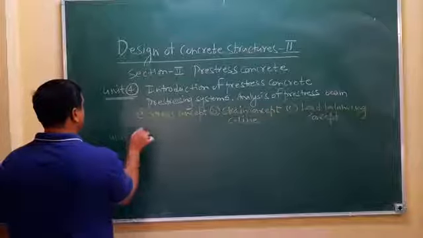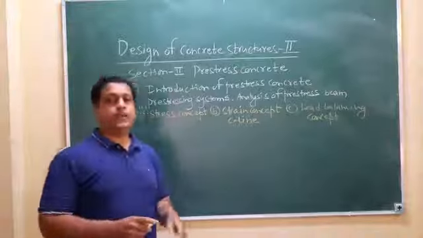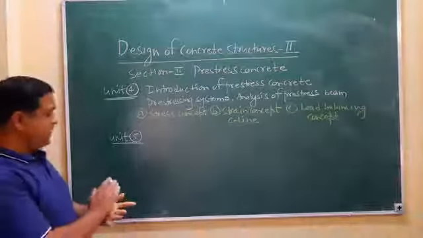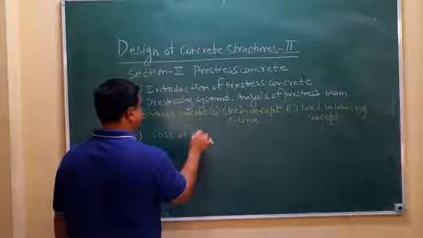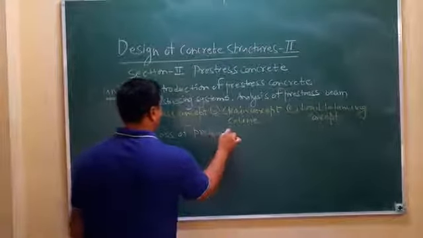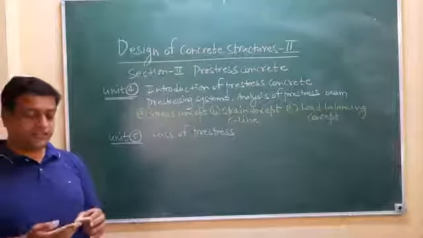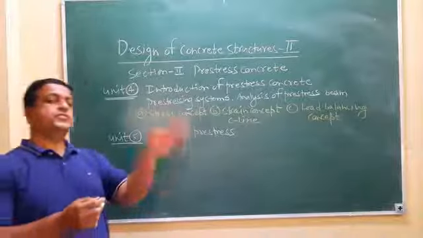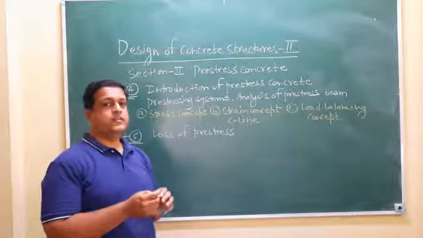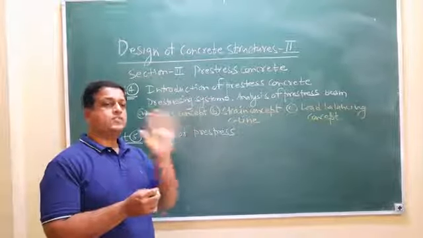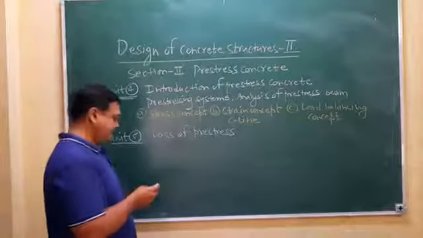Now, what about unit number 5? Unit number 5 is related to loss of pre-stress. That means you have to find out the losses, count them, and finally decide how much loss is there. This is one simple unit, loss of pre-stress.